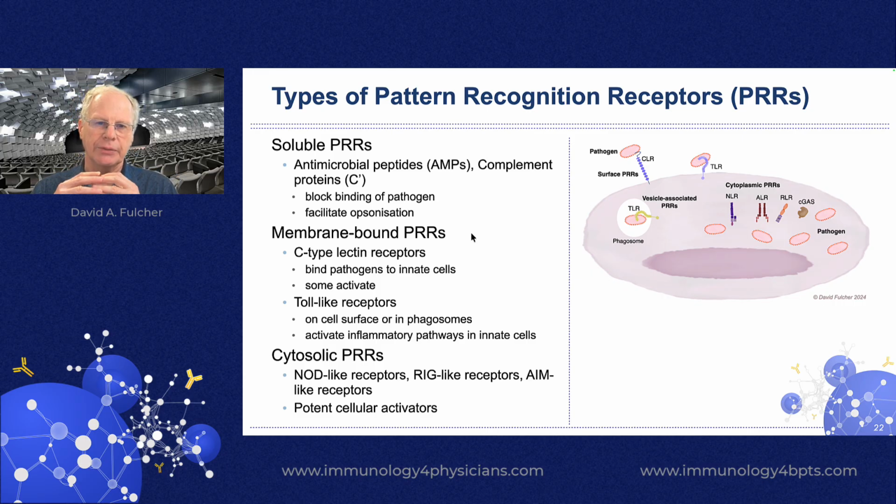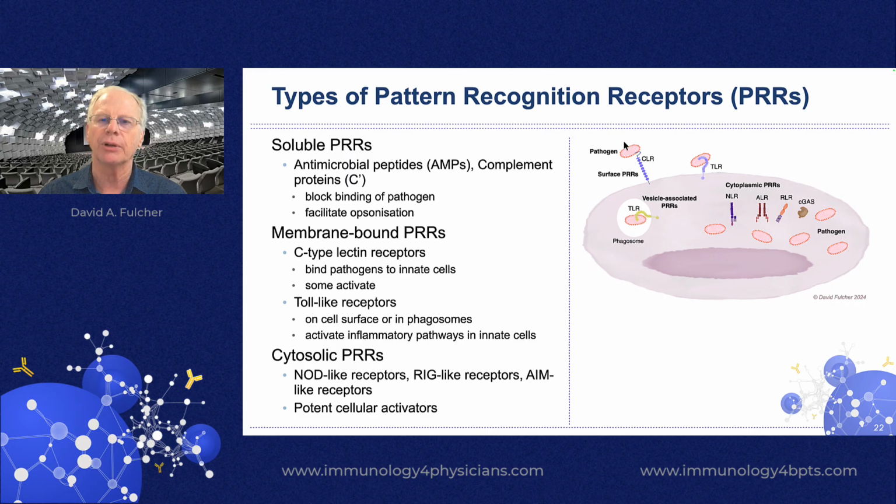So if you have a straight organism, I've told you that the macrophage will take that up a little bit, but if it's coated with antibody or complement or antimicrobial peptides, we say it's been opsonized, and that facilitates its subsequent ingestion and destruction. Okay, so that's what some soluble pattern recognition receptors will do.